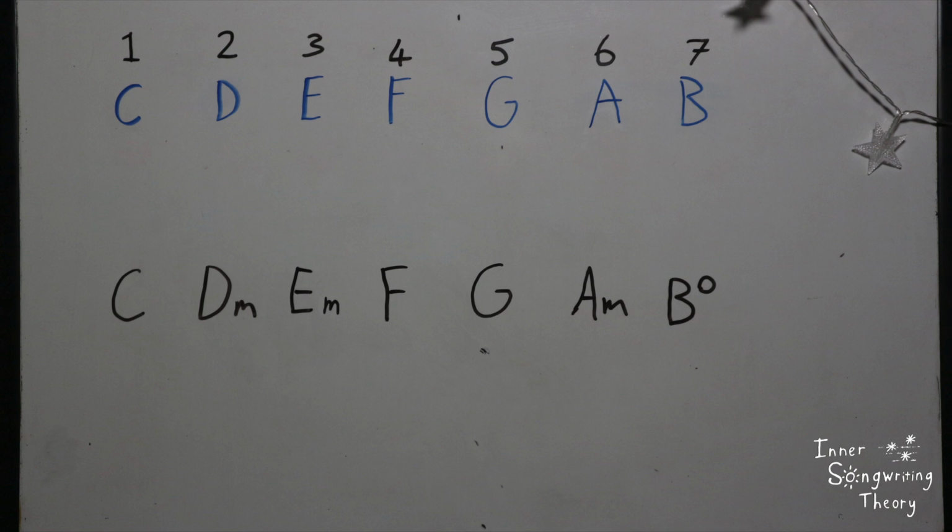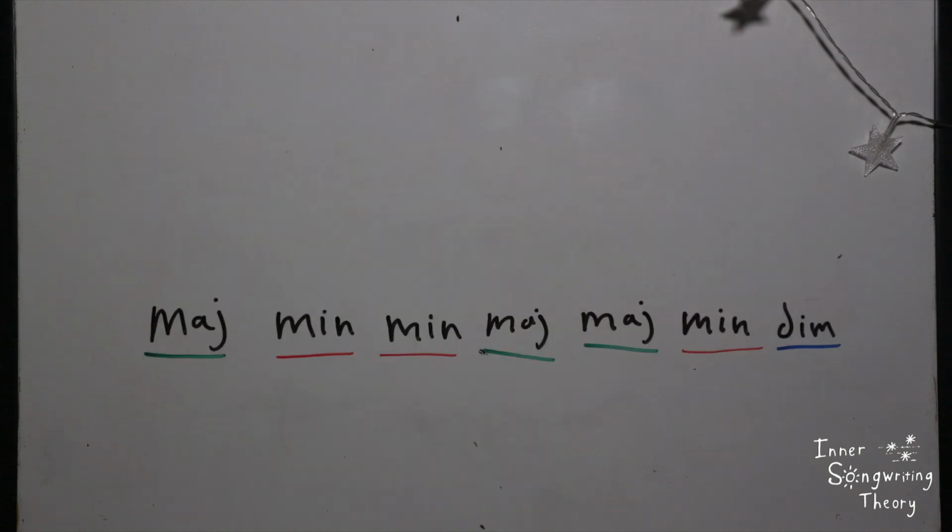The even better news is that it's the exact same order of chords for every major scale. The pattern always goes major, minor, minor, major, major, minor, diminished. Or if you find it easier to remember, maj, min, min, maj, maj, min, dim. Now you have access to hundreds of possible chord progressions. Let's try this in another key and see the results.